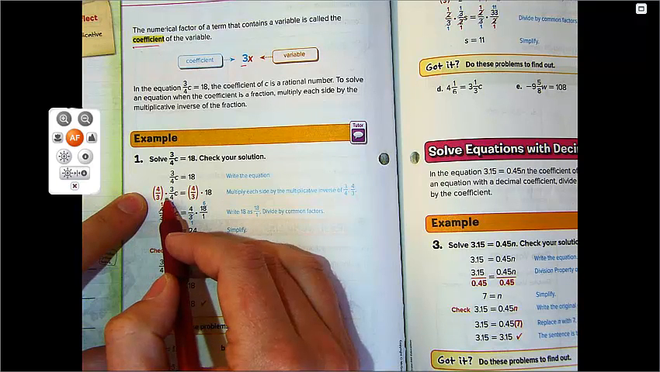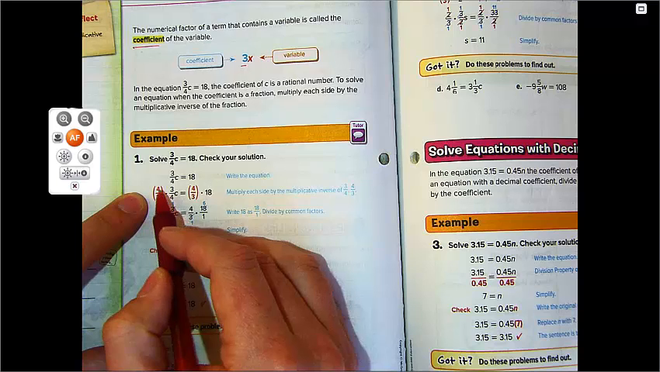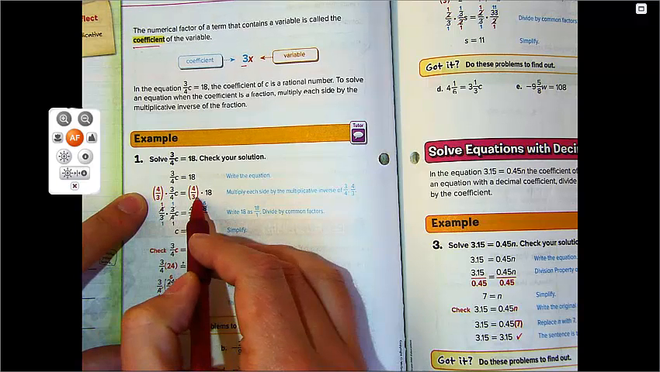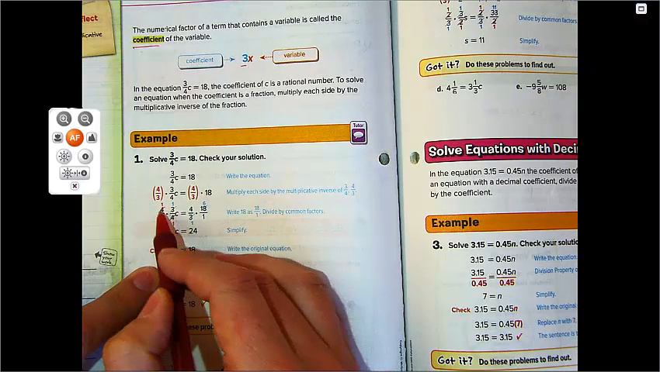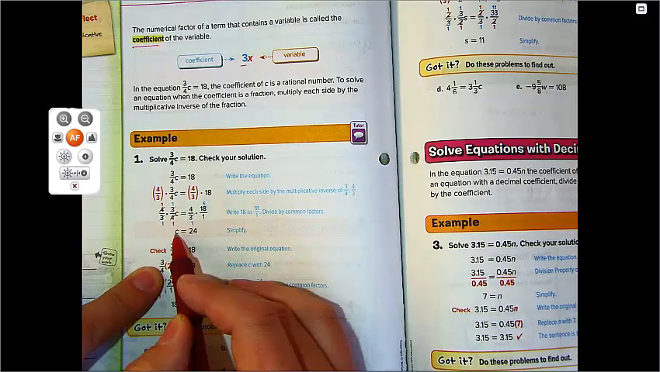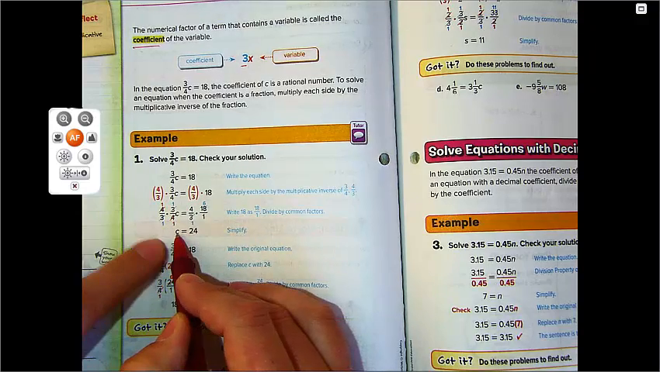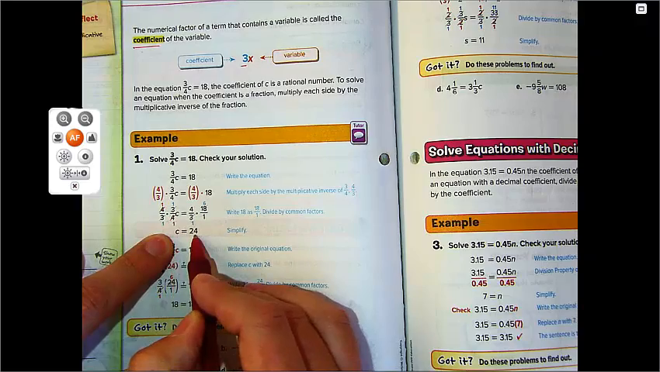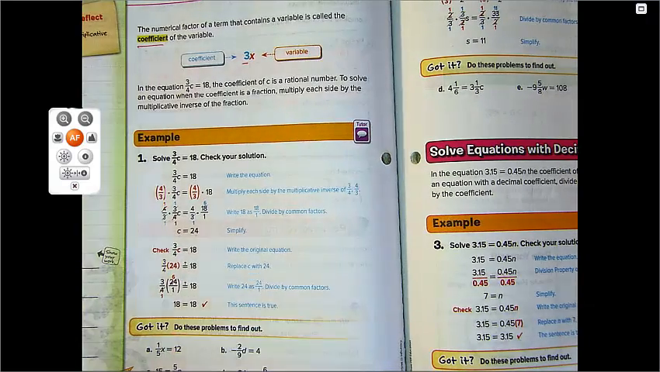Notice right here, I have multiply by 4/3. I multiply by the reciprocal instead of dividing. And what you do to one side, you have to do to the other. So then basically, if you multiply this out, these cancel out and become just 1. So you're left with 1c, or just c. Then if you multiply this side out, you get 24. C equals 24. Then you plug it in to solve.